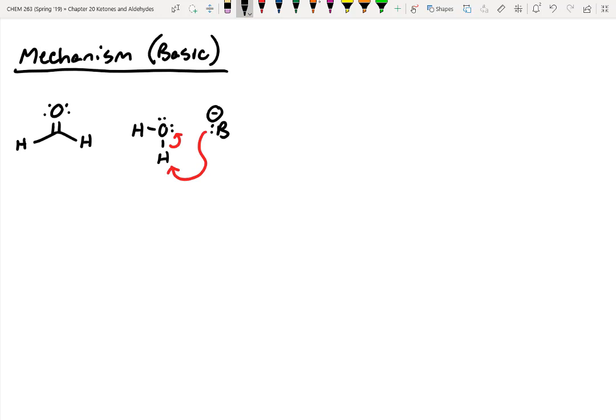Oftentimes you'll just use sodium hydroxide to begin with, but you could theoretically use another base too, as long as that base isn't nucleophilic. All right, and then in our next step, we would still have our formaldehyde floating around. And we've got hydroxide now floating around. And we've got our conjugate acid.